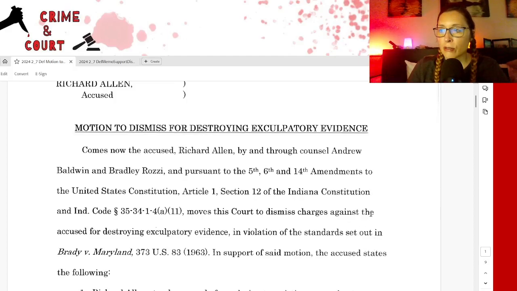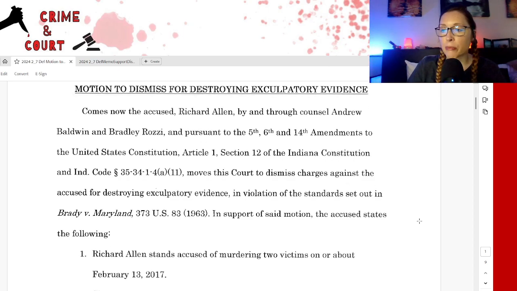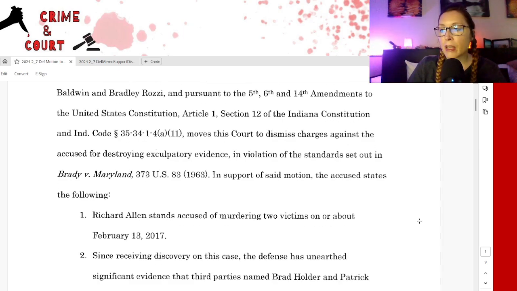Comes now the accused Richard Allen by and through counsel Andrew Baldwin and Bradley Rosie, and pursuant to the 5th, 6th, and 14th Amendments to the United States Constitution, Article 1, Section 12 of the Indiana Constitution and Code A11, moves this court to dismiss charges against the accused for destroying exculpatory evidence in violation of the standards set out in Brady versus Maryland.